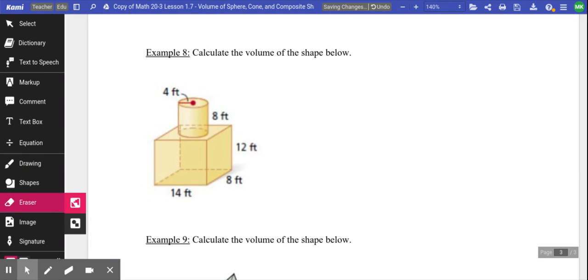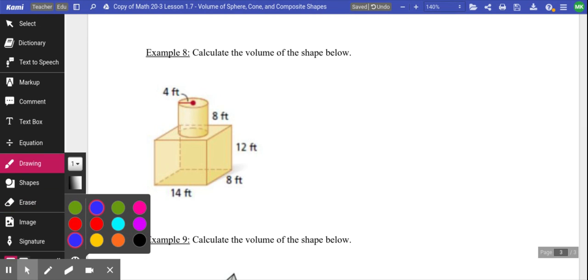With the cube, which I'll do first, I'll do it in blue. I remember that for the cube, figure out what the base is. In this case, the base is 14 times 8. And then I want to multiply by the height of that cube so that I'm filling that entire space. So then times 12.